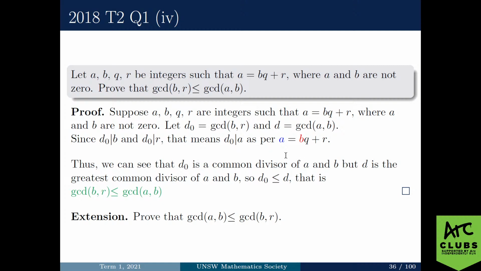And once we prove that, we can show that the GCD of b and r is the same as the GCD of a and b, right? Because of these inequality signs, that works both ways. And once we prove that the GCDs are equal, we can use that in our Euclidean algorithm.